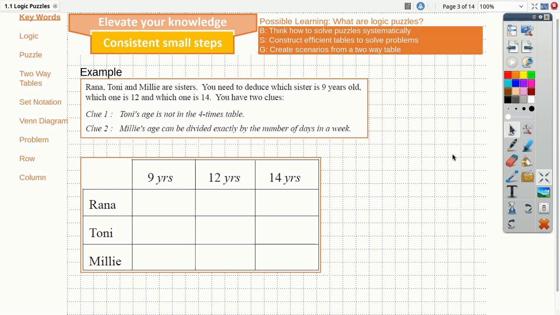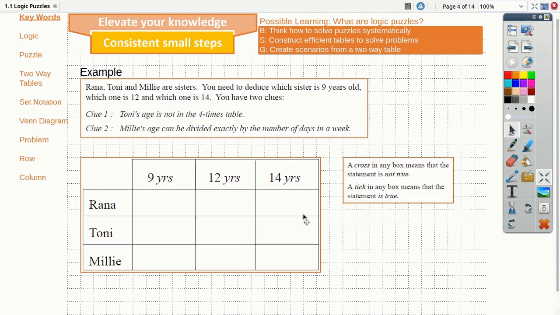The way that we can solve this problem logically is by using a table. On the left-hand side of the table, we've got Rana, Tony and Millie, which are the names of the sisters, and along the top we've got the 3 possible ages that are talked about in the question. So we've got 9 years old, 12 years old, and 14 years old.